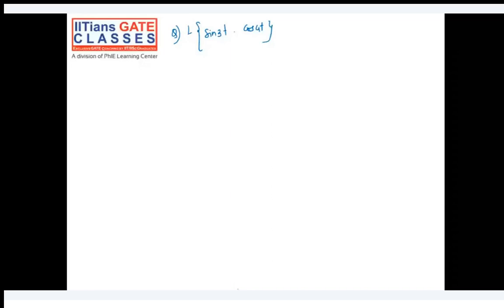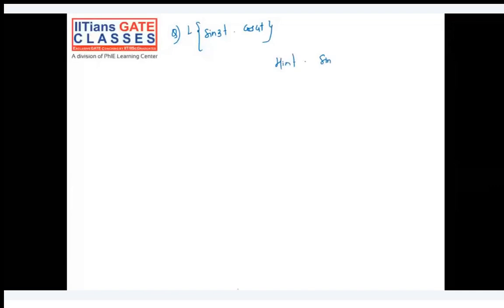Sir, we have to apply the convolution theorem, no? Yes. So basically here the sine and cos functions are in multiplication. So you have to somehow convert this into an addition, and then you can use the linearity property.